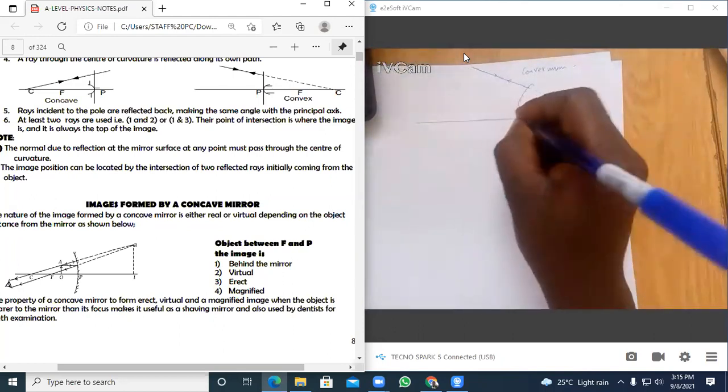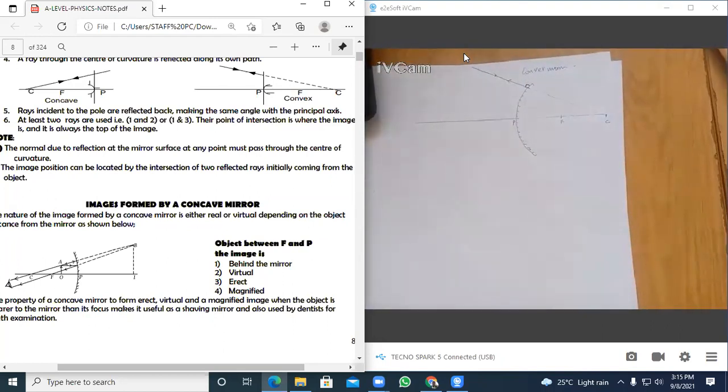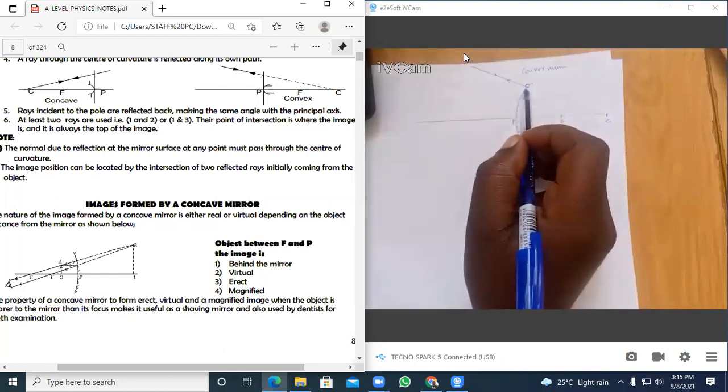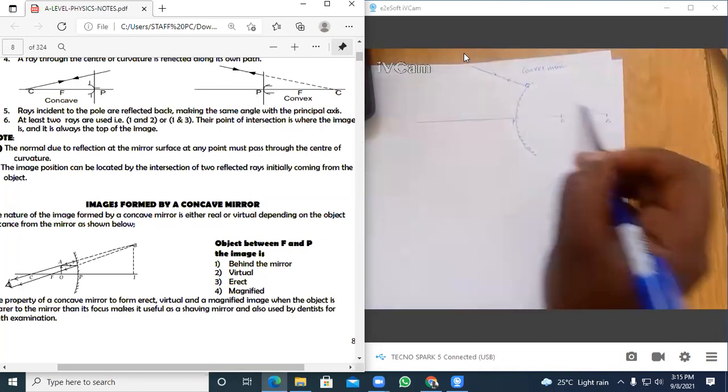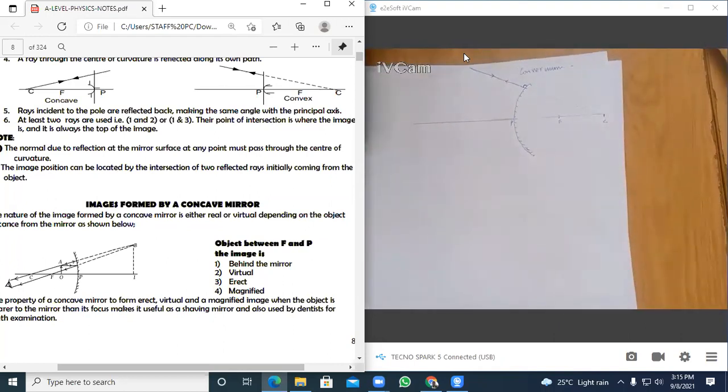So, if this is the pole, it means that at this point here, it is 90 degrees. So this ray is incident on the mirror surface normally. That's why it has to go through the same original path. So it is normal. We are going to see how to derive those equations, the mirror formula, and we shall be using this ray as a normal ray, and then we apply the laws of reflection.